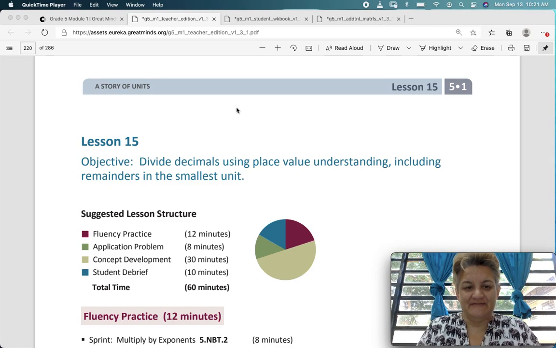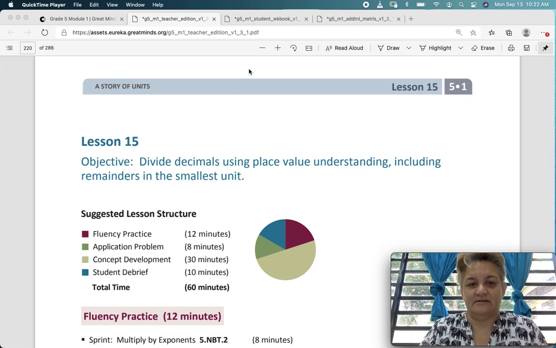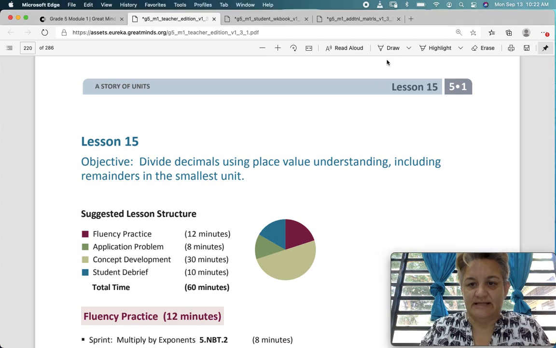This is lesson 15, and our objective today is to divide decimals using place value understanding, including remainders in the smallest unit. This is a continuation of lesson 14, where we're using the place value chart to help us with the standard algorithm for division. If you need a reminder, the place value chart looks like this.